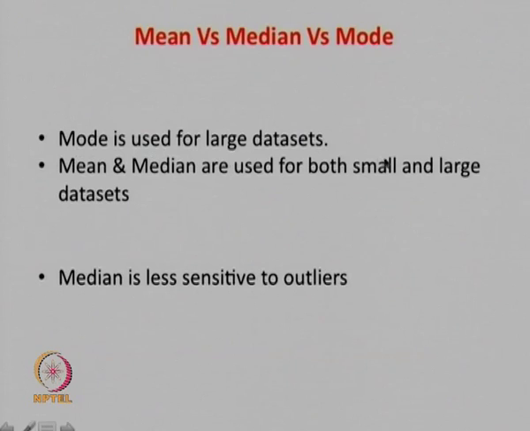So, as a rule of thumb, mode is used for large data sets. Now, what is large? If you have 50 observations, I would say that is a reasonable number to report mode as one of the representative metrics. The other two metrics, mean and median, are used for both small and large data sets. As we said, one of the caveats of mode is that depending on your distribution, you may not have one unique value, but there might be more than one. But both mean and median give you one particular value.